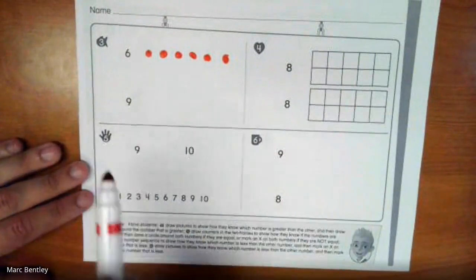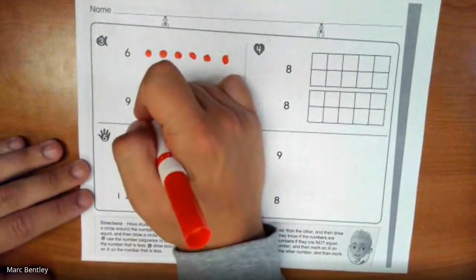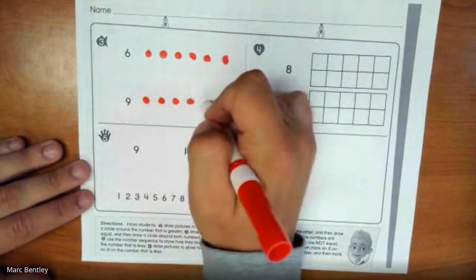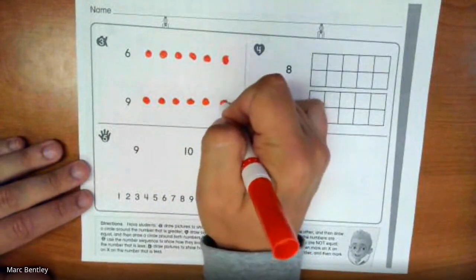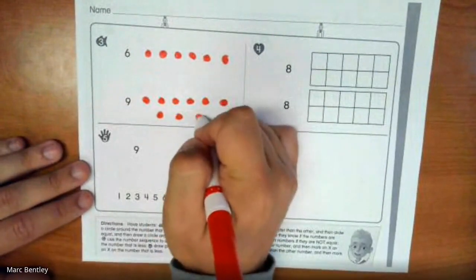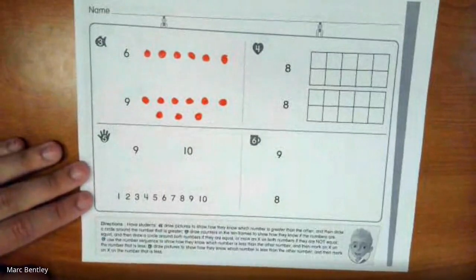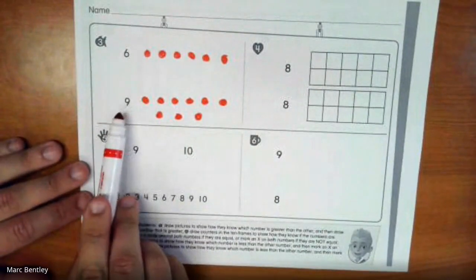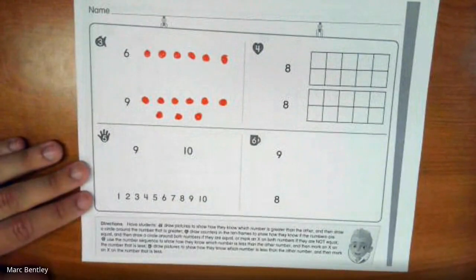And then we have 9 here. So I'm going to use dots again. 1, 2, 3, 4, 5, 6, 7, 8, 9. So where do I have more dots? Do I have more dots here or do I have more dots here? Do I have more dots here?